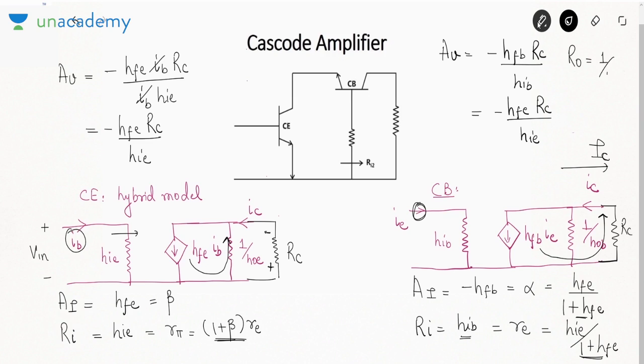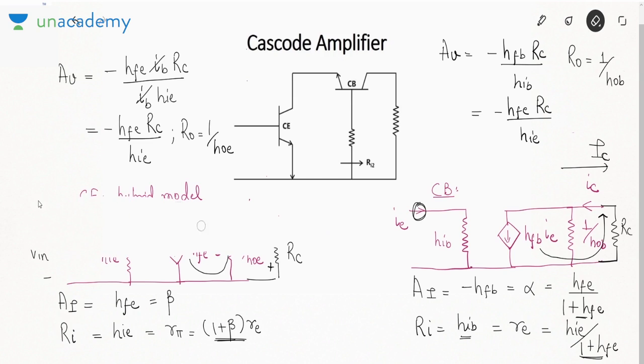What about output resistance? In this case 1 by HOB. What about output resistance here? 1 by HOE. So these are the parameters for common emitter and common base amplifier, and what I have done is I have cascaded both the amplifiers, or I have connected the output of first amplifier as the input of the second one. Okay. Now see what happens.